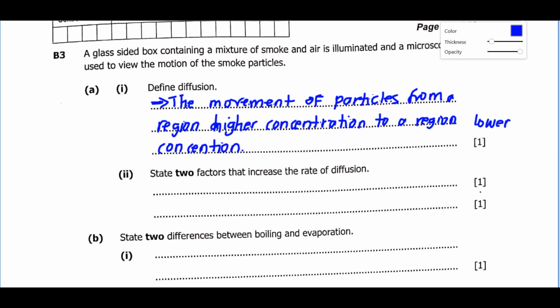Then state two factors that increase the rate of diffusion. So number one, temperature. Whenever you increase the temperature of particles, the diffusion will increase, because the particles will have enough energy to move from one position to another position. Then number two, size of particles. For example, smaller sizes are free to move. They are easy to move because they are light compared to larger particles. Concentration is also another factor.